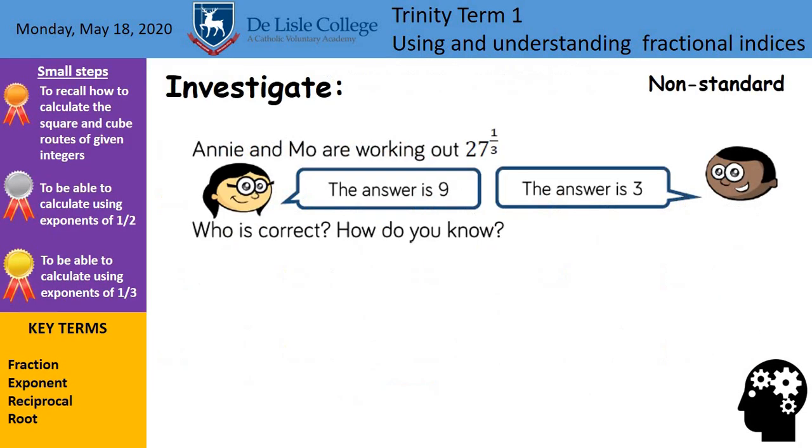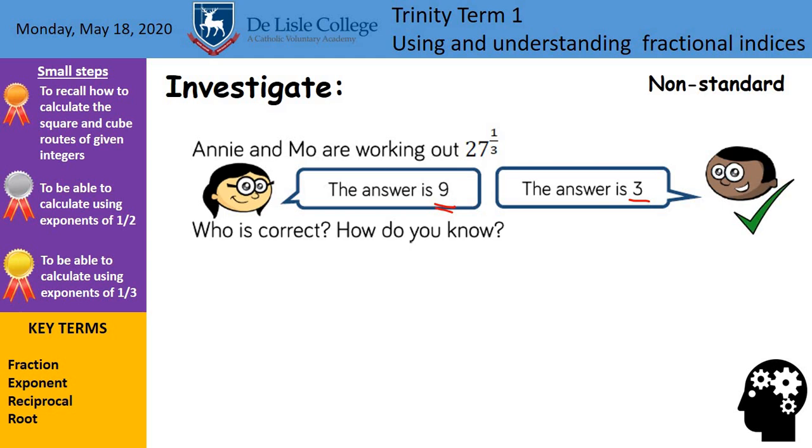Brilliant. Now, we're going to have a look at some investigative tasks now. So I would like you to read this one carefully and pause the video as you answer it. Right, good. So Annie and Mo are working out 27 to the power of a third. Annie says the answer is 9, and Mo says the answer is 3. Okay, so who is correct and how do you know?